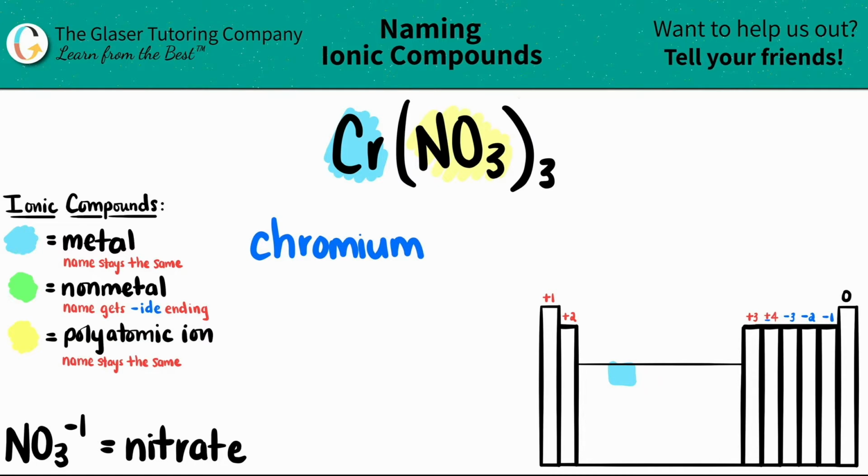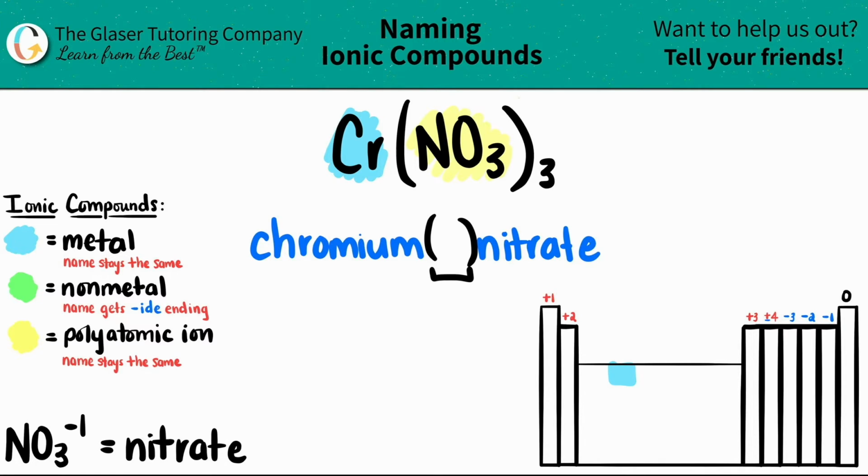Chromium. And now the polyatomic, right, the NO3, that name stays the same. So since it was nitrate, it's going to stay nitrate. Now the only thing with ionic compounds is you just have to make sure that, do you need a Roman numeral or not? And in this case we do, because chromium is part of the transition metals. So I know that I need a Roman numeral. Now what is the Roman numeral?